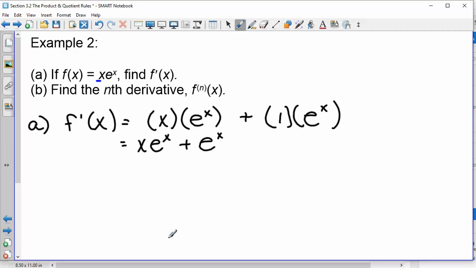Part A, okay? Part B says find the nth derivative. So we're basically seeing if we can find a formula for what these derivatives are going to look like. We have done the first derivative. Let's work out the second and maybe even the third and see if we can notice any patterns.